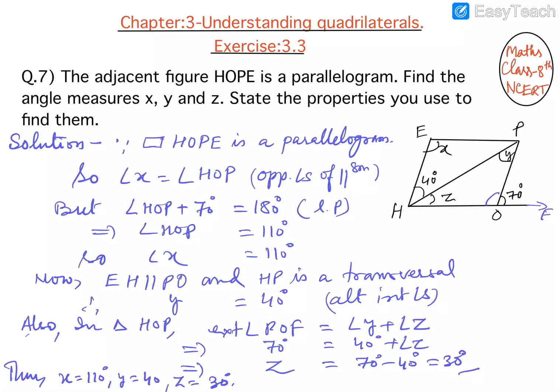The adjacent figure HOPE is a parallelogram. Find the angle measures x, y and z. Also state the property you use to find them. Since quadrilateral HOPE is a parallelogram as given in the question, angle x will be equal to angle HOP. Why? Because these are opposite angles of the parallelogram.